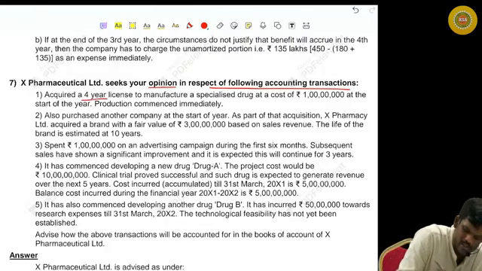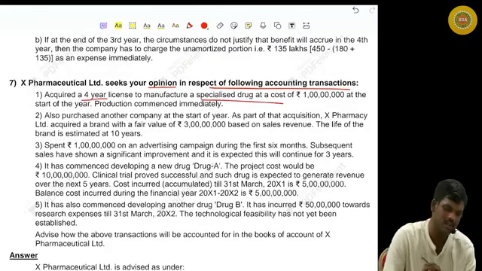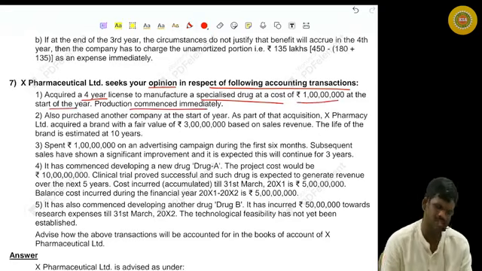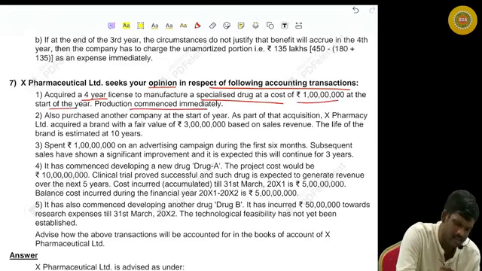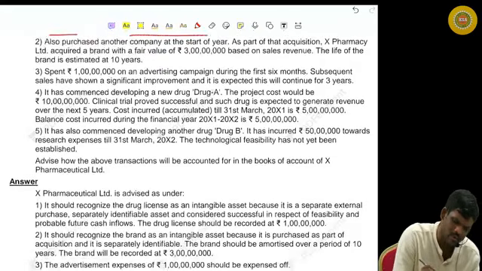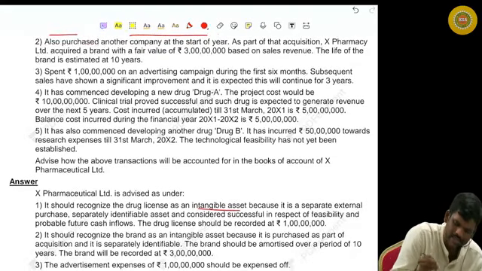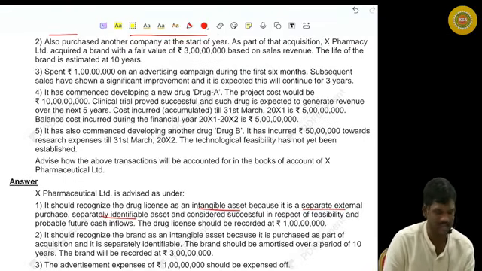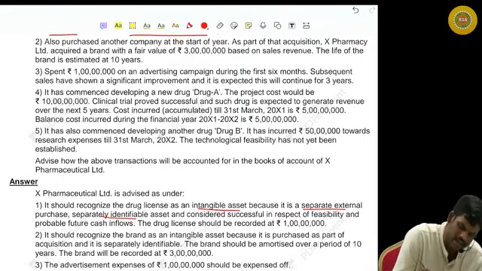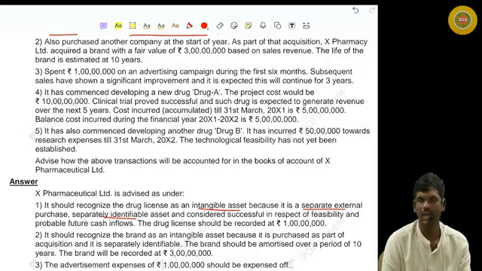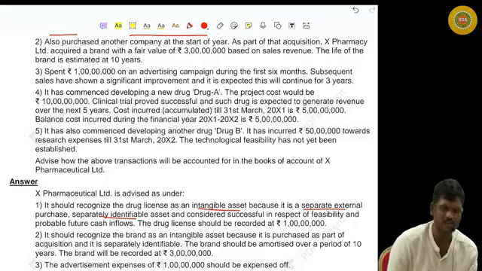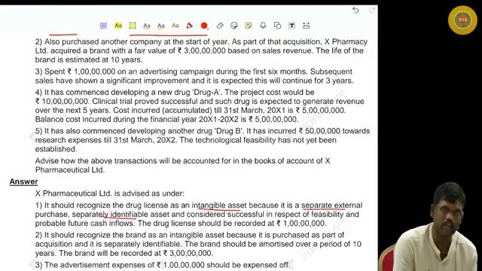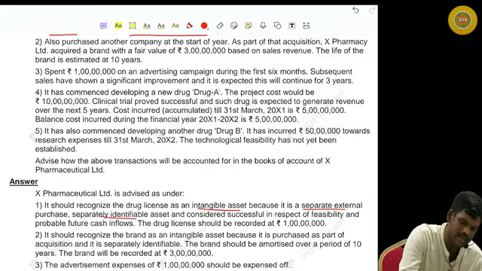Acquired a 4-year license to manufacture a specialized drug at a cost of 1 crore at the start of the year. Production commenced immediately. Yes, this license can be capitalized as an intangible asset because it's a separate external purchase. It is identifiable. You can sell this license also separately, and this one will be amortized over the useful life. So this can be capitalized because it is a separate identifiable asset and there are economic benefits to the entity also.